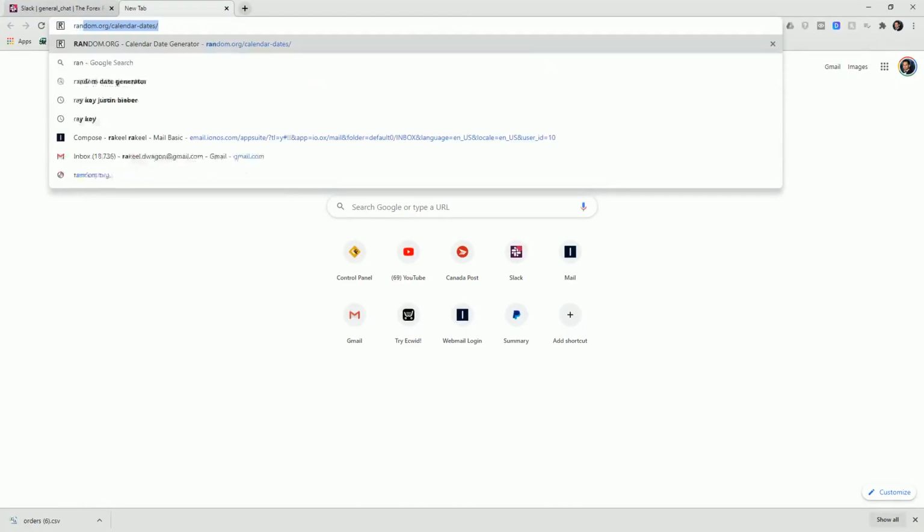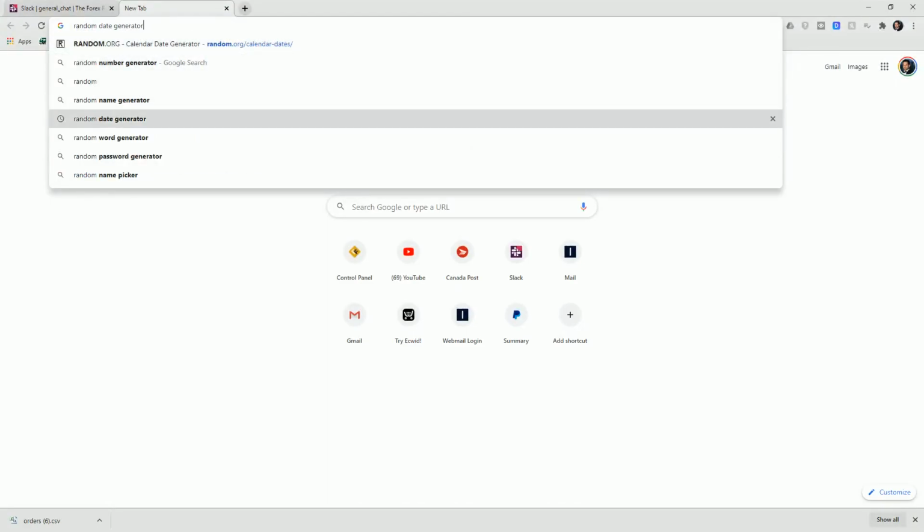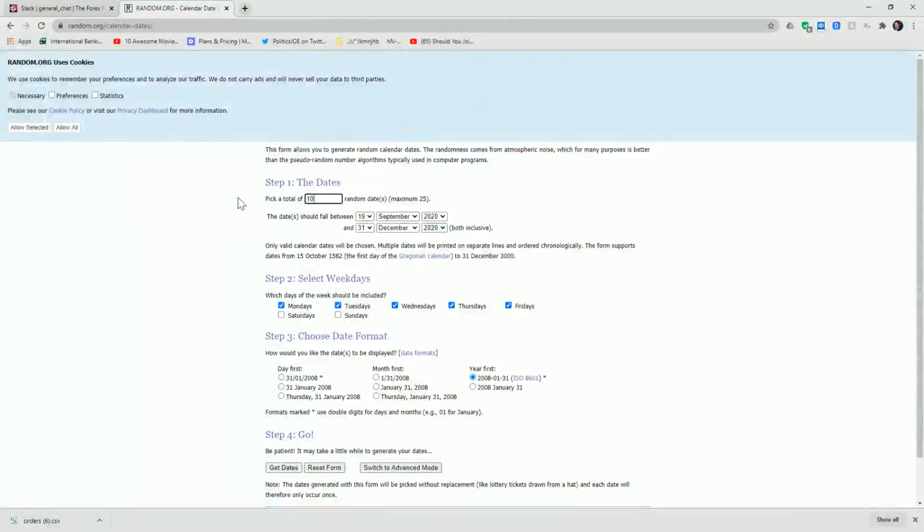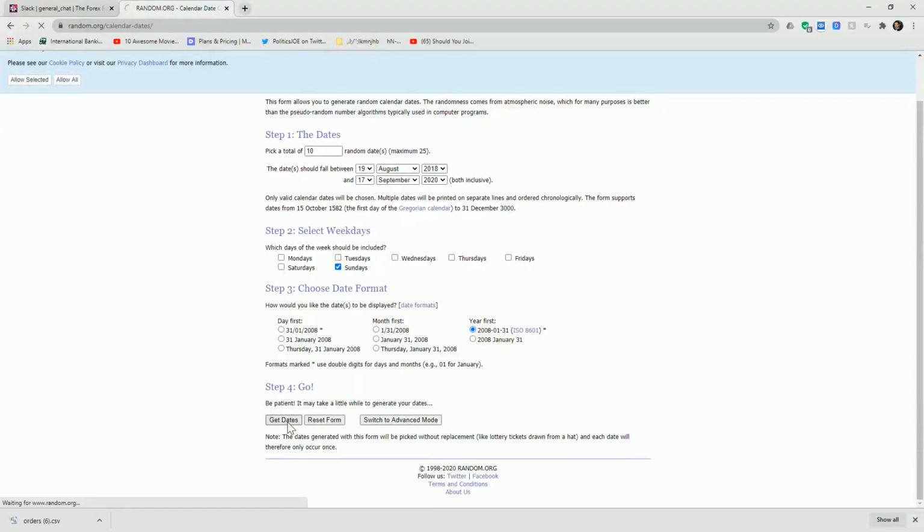pick a random date over here with the random date generator. We're going to choose around 10 dates between, let's do back 2 years, September 2020. Let's put it at the 17th, go to August, no harm there, September 2020. We only want Sundays because that's when the market's open. And yeah, let's get these dates.